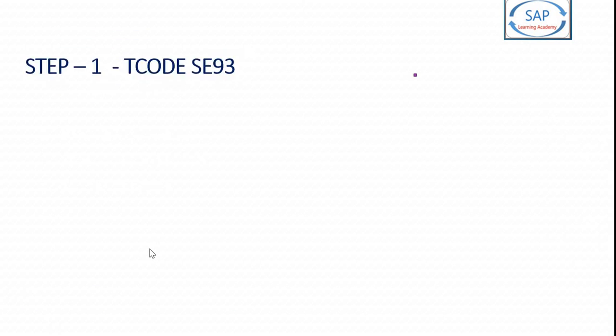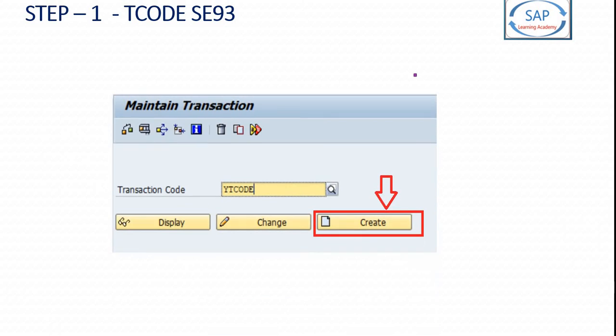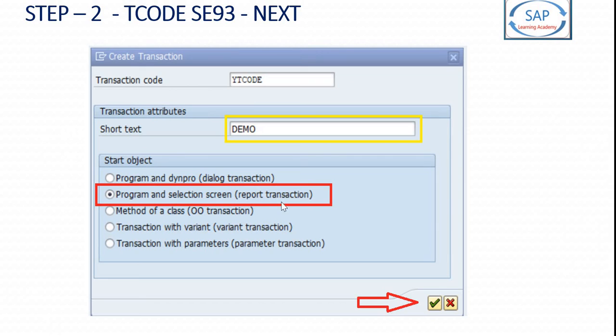First, you have to go to the T-code AC93. This is a T-code where you can create your own transaction code. Here you first need to type the name of the T-code you want to create. And here you have the options display, change and create. So click on create, and in the next step you will see a screen like this.